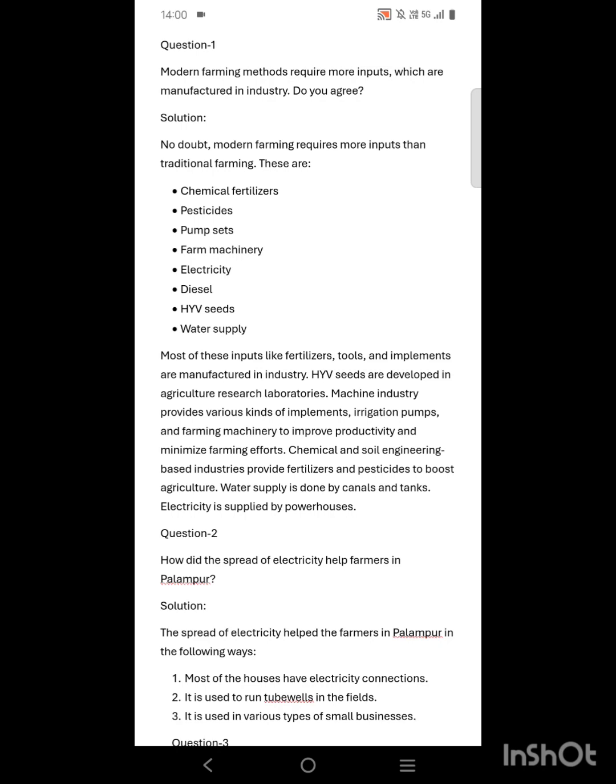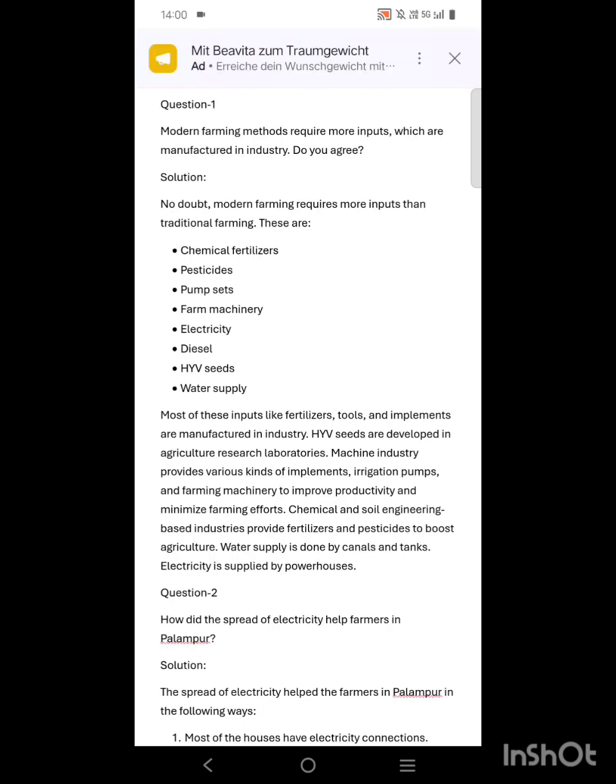Chemical and soil engineering based industries provide fertilizers and pesticides to boost agriculture. Water supply is done by canals and tanks. Electricity is supplied by powerhouses.